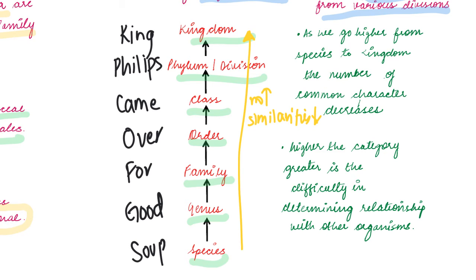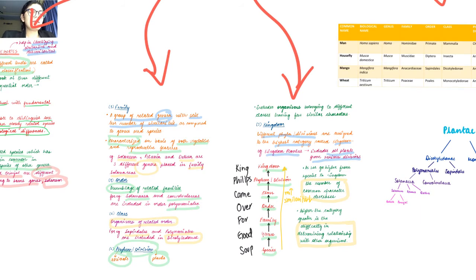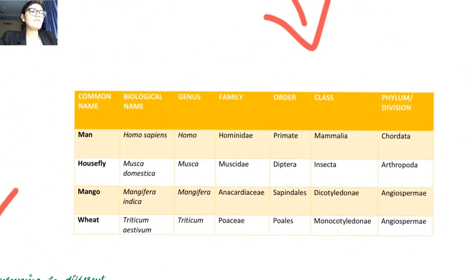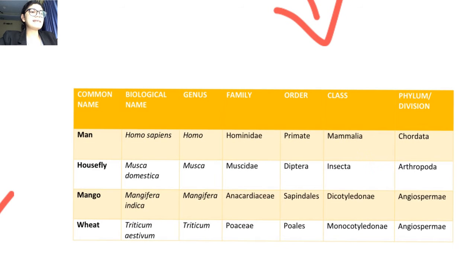ये समझा? Once again, what will happen? Number of common characteristics decreases, ऊपर जाओगे वैसे, which is why difficulty in determining relationship with other organisms increases. ये clear है? Now we come to some examples.